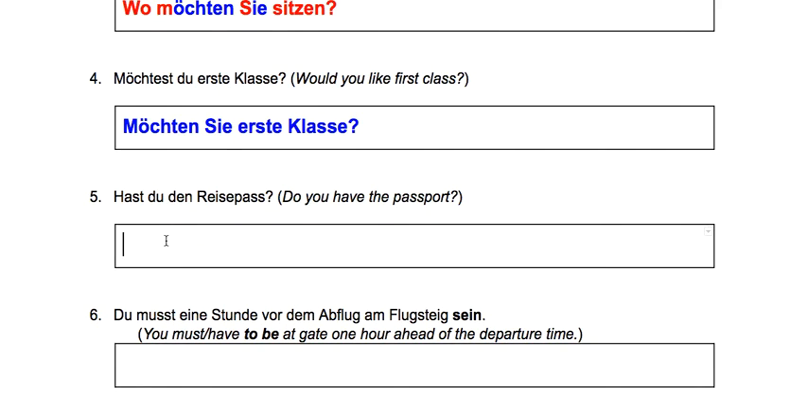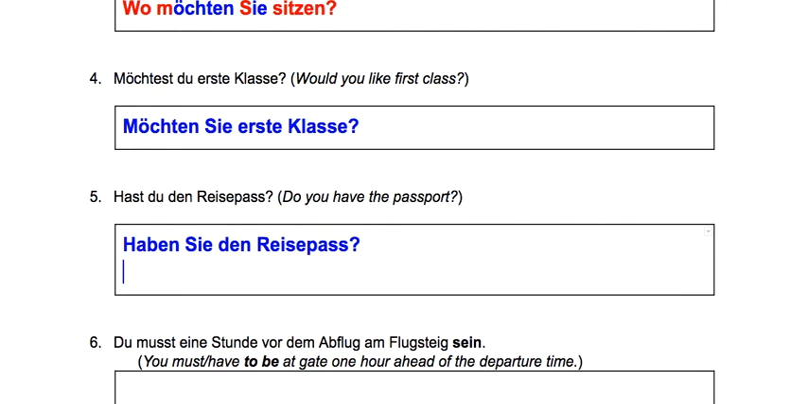Do you have a passport? Obviously, what we're going to do here is we're going to take off the du and add an en to haben, which here you will say haben Sie. Haben Sie den Reisepass? Another option that you might have would be to say haben Sie Ihren Reisepass?